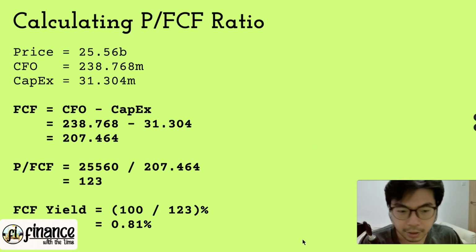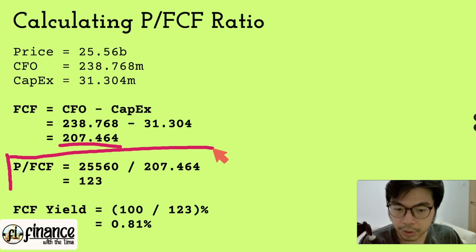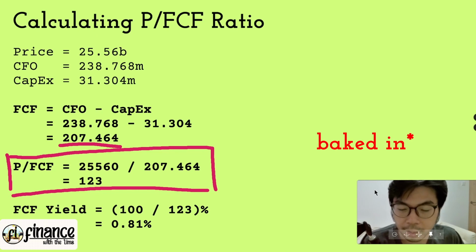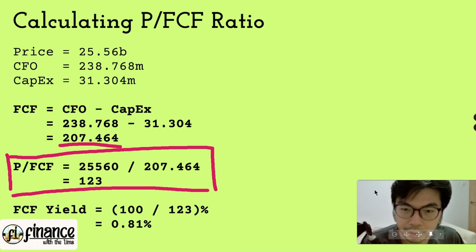So for Palantir, the free cash flow is $207 million and they're trading at 123 times multiple, which is even higher than Netflix. This shows how much expectation is built in even at their current prices, which is significantly lower than their all-time highs.